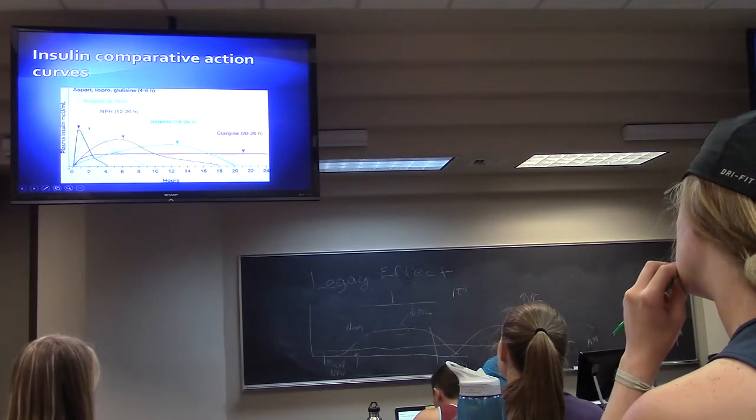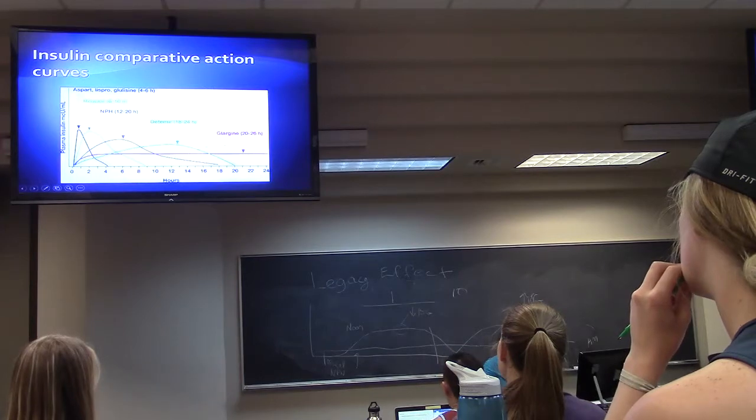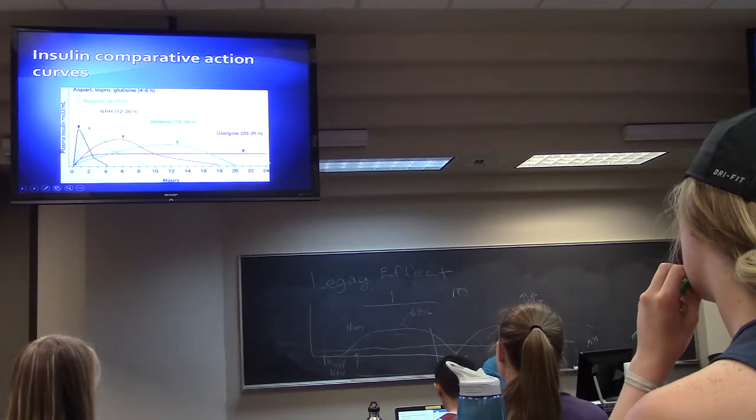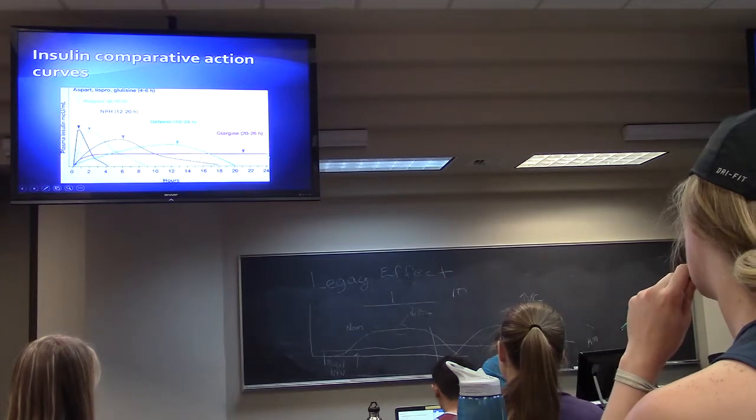So let's say you take it here and then you take it here again. What happens by the time you get to 24 hours is that you're dealing with this tail end of the insulin dosing. So sometimes people will wake up with a higher glucose just because the insulin effect is almost gone.